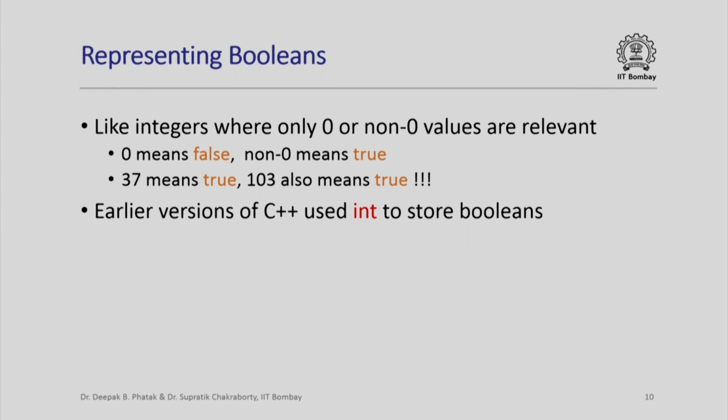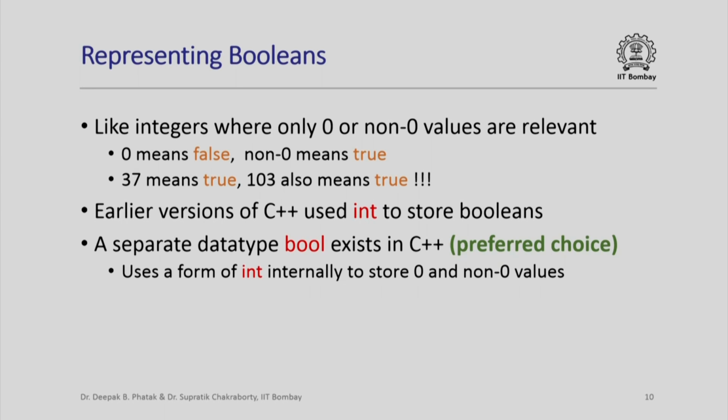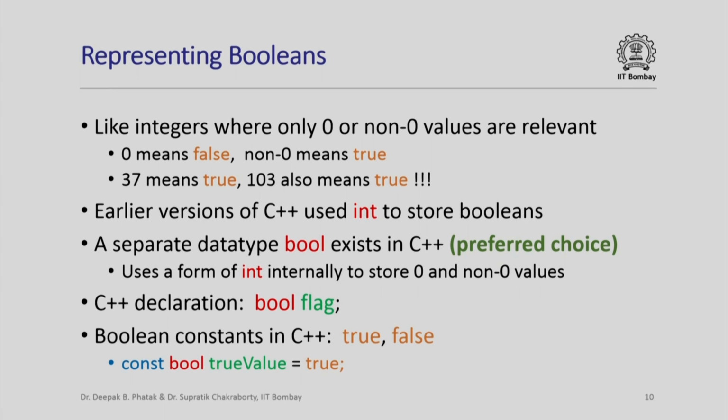Now earlier versions of C++ really used int to store booleans, but modern versions of C++ actually implement a separate data type which is called bool, and really this would be the preferred choice when programming in C++. Internally it uses a form of int to store 0 and non-zero values. How do you declare it in C++? You say bool and then the name of the Boolean variable, in this case the name of the variable is flag. The Boolean constants in C++, there are just two Boolean constants, true and false. False is guaranteed to be 0, true is guaranteed to be something other than 0, it may not be 1.